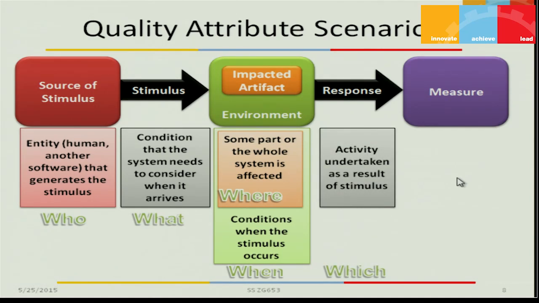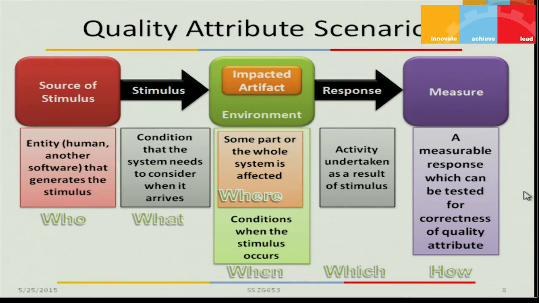Response is that when this stimulus occurs and the system is affected by it, how does the system react, or what should the system do as a result of the stimulus? And measure is how do you know that the activity or the response that the system has taken is actually good? So it is a measurable response which can be tested for correctness of the quality attribute. You can now use this template for all these attributes like availability, performance, security, and so on.